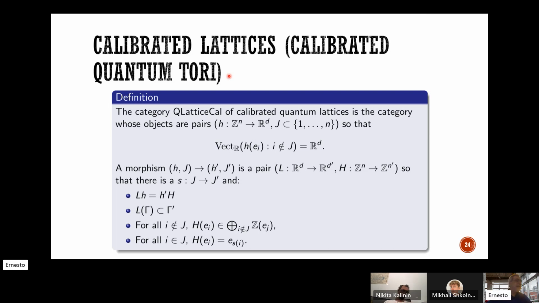And here, by calibrated, I mean the following. When the slope of the foliation that generates the quantum tori, the Kronecker foliation, is irrational, then there is no interesting phenomenon. The problem is when the slope is rational, ironically, and then you have a Hausdorff quotient.